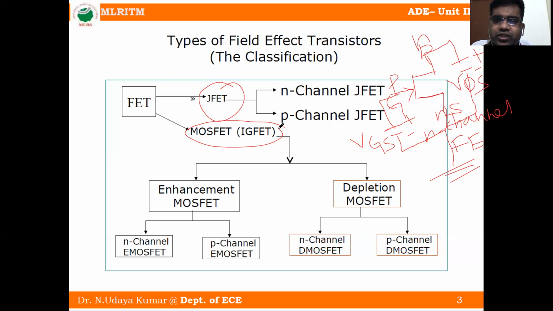If it is an N-channel JFET, the drain and source are N material and the gate is P. If it is a P-channel JFET, the drain and source are P material and the gate is N material. That is the difference. Then the MOSFET, which means metal oxide semiconductor FET.